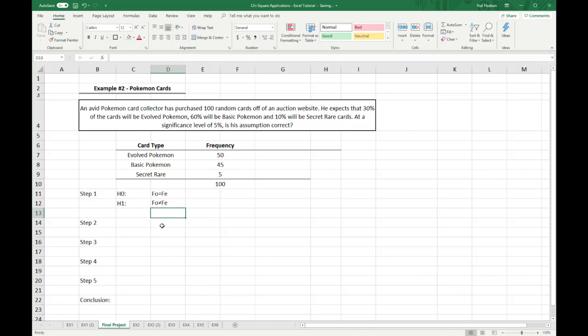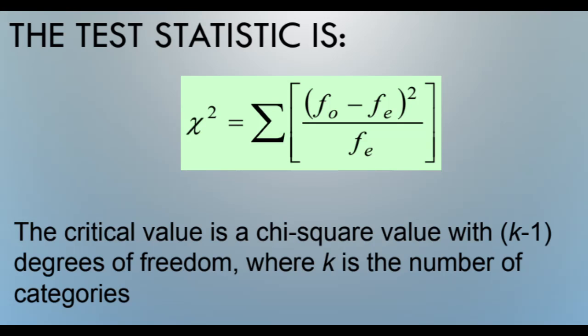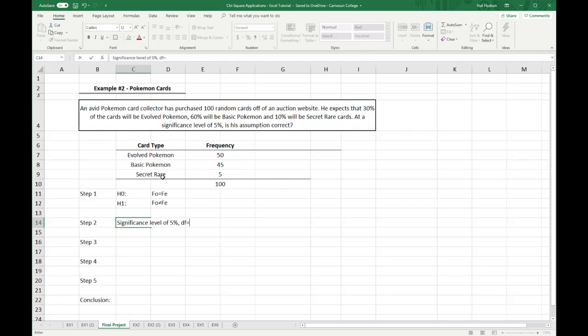Next, we're going to write down our significance level and determine our degrees of freedom. Now, chi-square, the degrees of freedom is k minus 1. Because we have 3 different types, we're going to have 2 as our degrees of freedom.